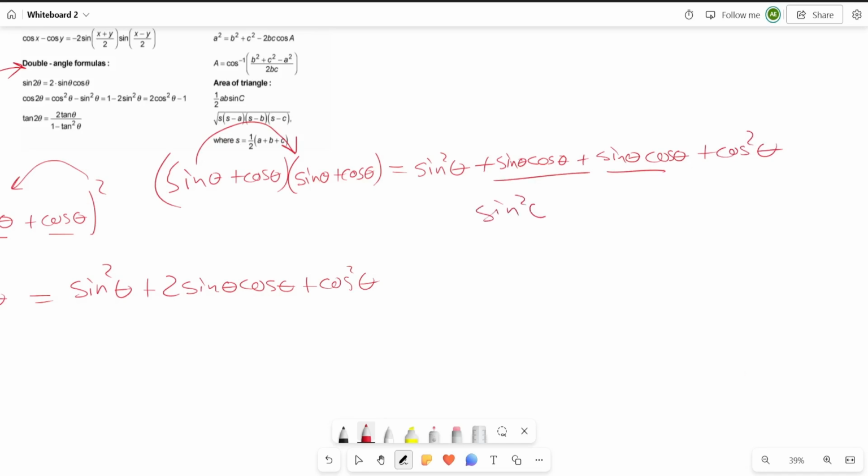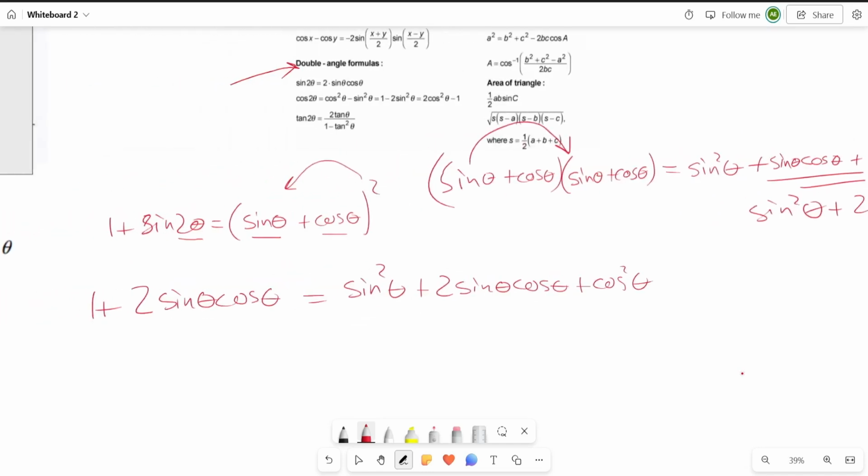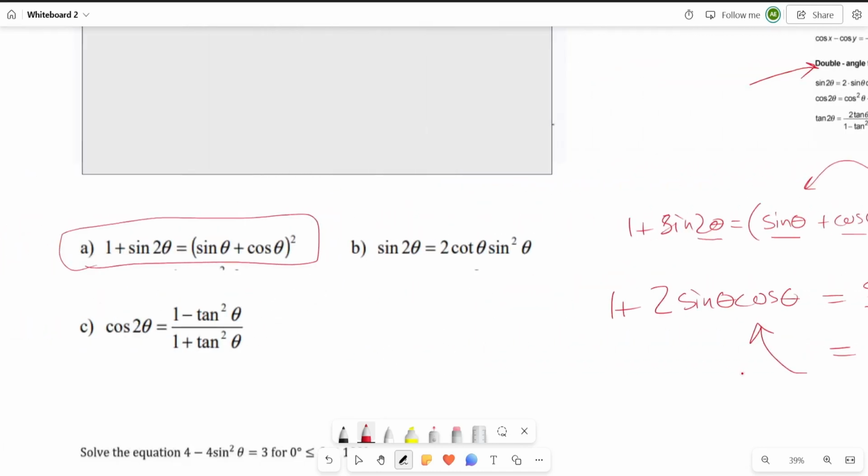I'll have sine squared theta plus 2 sine theta cosine theta, which is the addition of these two, plus cosine squared theta, which is what I have here exactly. So coming back to this, I know from my Pythagorean identity that sine squared theta plus cosine squared theta is 1, so I can replace these two with 1, so I will have 1 plus 2 sine theta cosine theta, which is exactly the same as this left side over here. Okay, so this is for A.